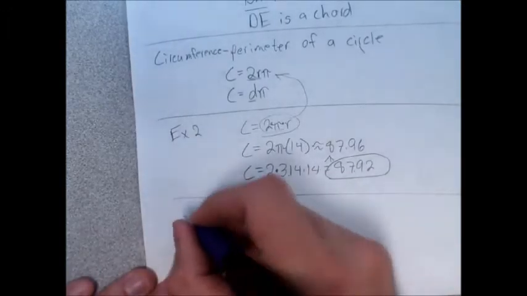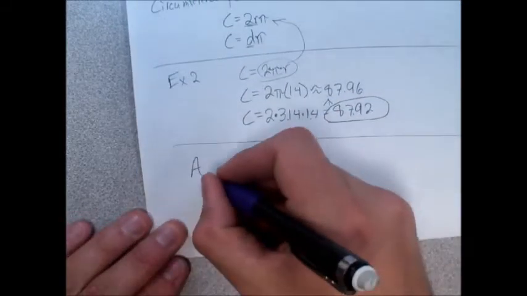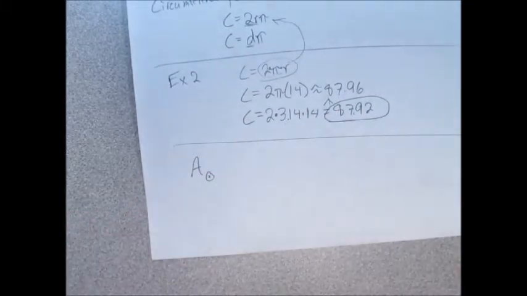Now, the next one is for the area of a circle. Okay, that is just my annotation for area of a circle.